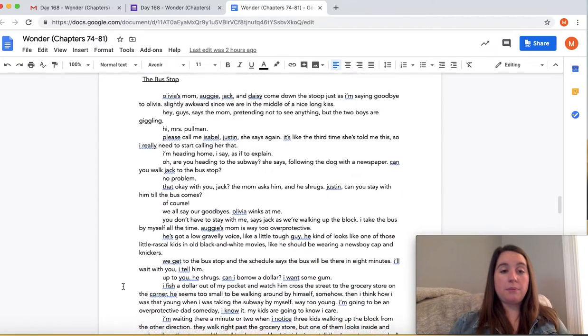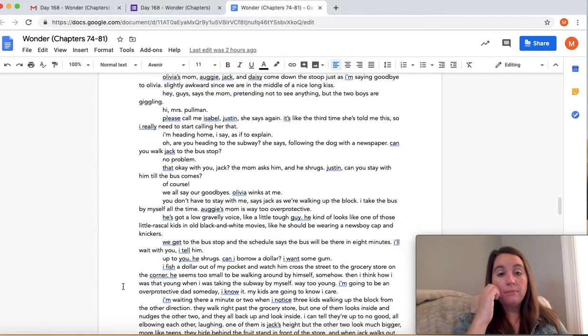The bus stop. Olivia's mom, Augie, Jack, and Daisy come down the stoop just as I'm saying goodbye to Olivia. Slightly awkward since we are in the middle of a nice long kiss. "Hey guys," says the mom, pretending not to see anything, but the two boys are giggling. "Hi, Mrs. Pullman." "Please call me Isabel, Justin," she says again. It's like the 3rd time she's told me this, so I really need to start calling her that.